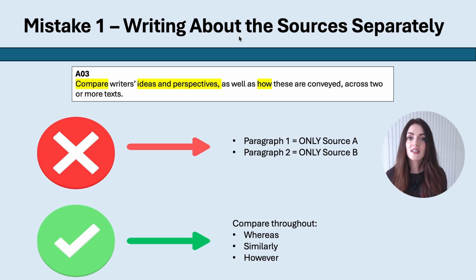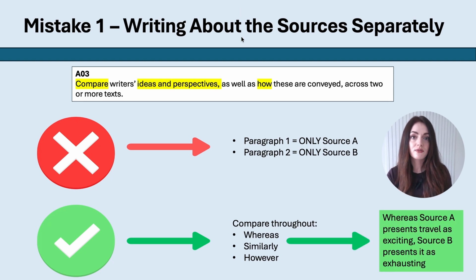And honestly, one of the easiest ways to improve your question 4 marks is to use comparison connectives regularly. Words like however, whereas, similarly, in contrast, on the other hand. Now, these instantly help the writing sound more comparative. So when you're planning question 4, don't think, I'll write one paragraph on each source. Instead, think, what main idea can I compare across both texts?